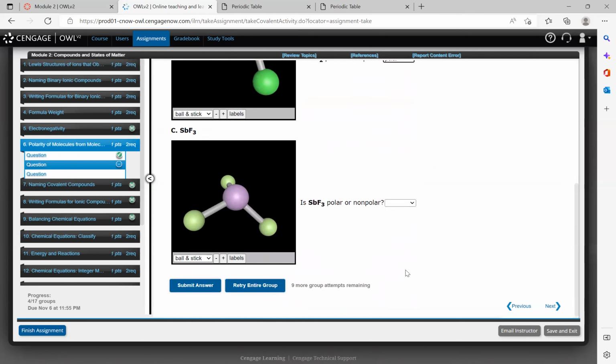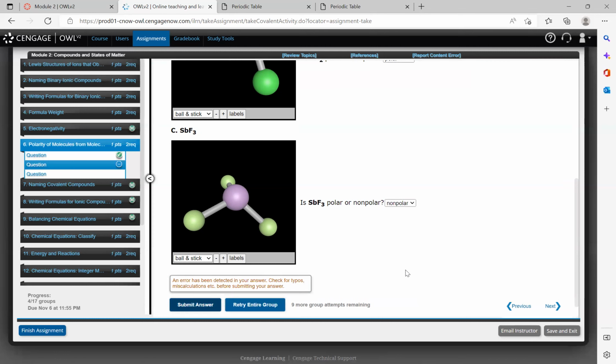But for this guy here, SbF3, because of its structure, those fluorines are pulling on the Sb, this antimony, and it's going to wash away that charge. So this will be nonpolar. Am I wrong again?